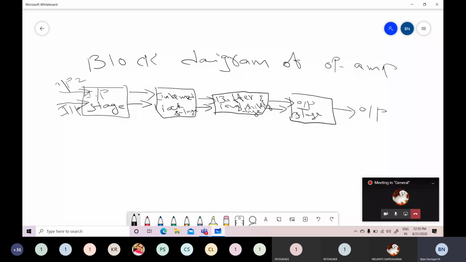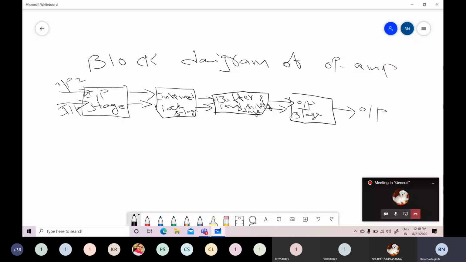So these are the 4 stages in the block diagram of an op-amp. The first 2 stages are nothing but the differential amplifiers. The third stage is buffer and level shifter, and the fourth stage is output stage. So the first stage, in order to have the low output impedance and also in order to have the high input impedance, we are using the dual input balanced output differential amplifier, and the second stage is the intermediate stage.